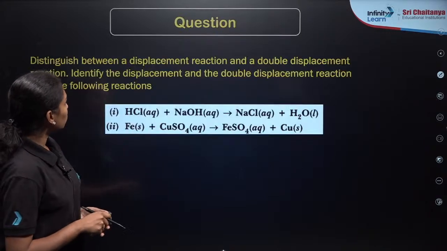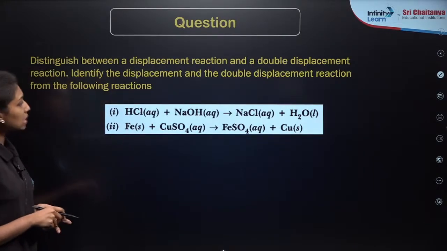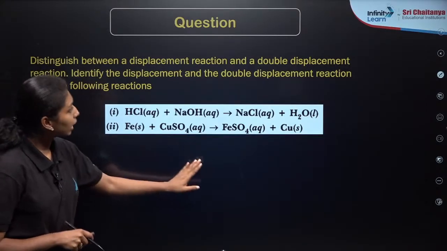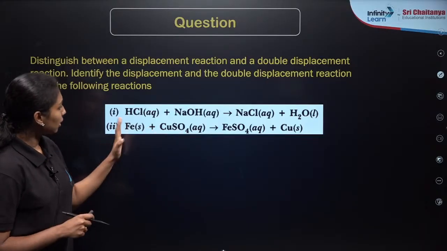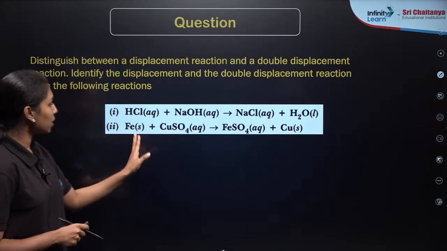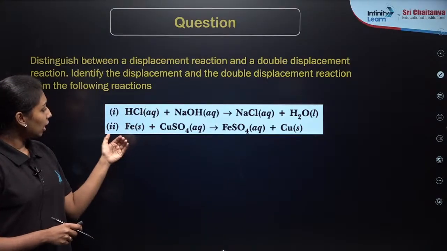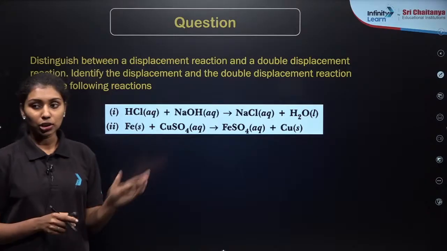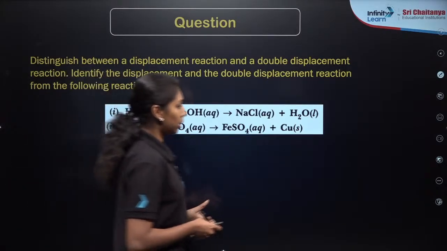Okay, now we are moving to the next question. Distinguish between a displacement reaction and a double displacement reaction. Identify the displacement reaction and the double displacement reaction given here. I hope you are able to see the reactions given here. HCl will be treating with sodium hydroxide to form sodium chloride and water. And in the second reaction, iron will be treating with copper sulfate to form ferrous sulfate and copper. We want to identify whether it is a displacement reaction or a double displacement reaction.